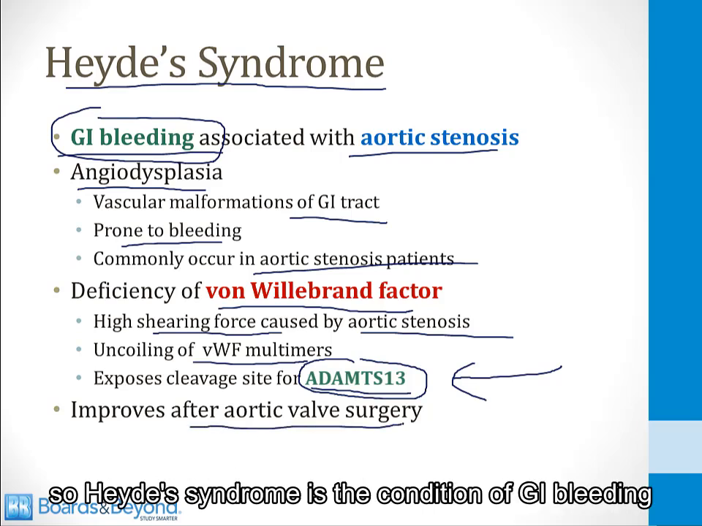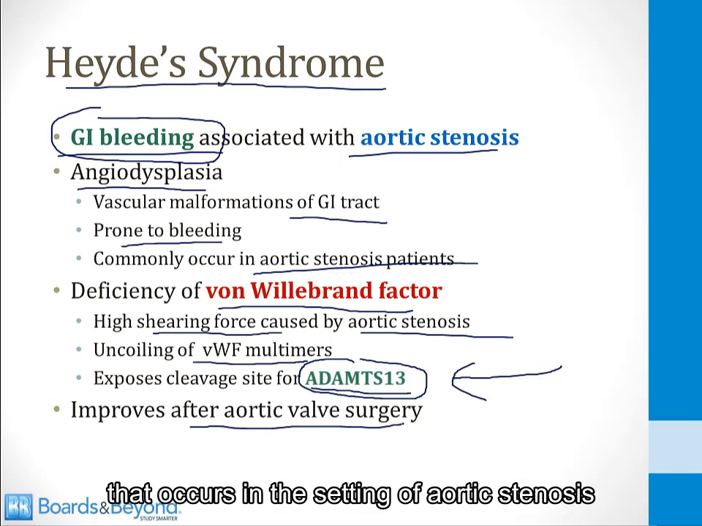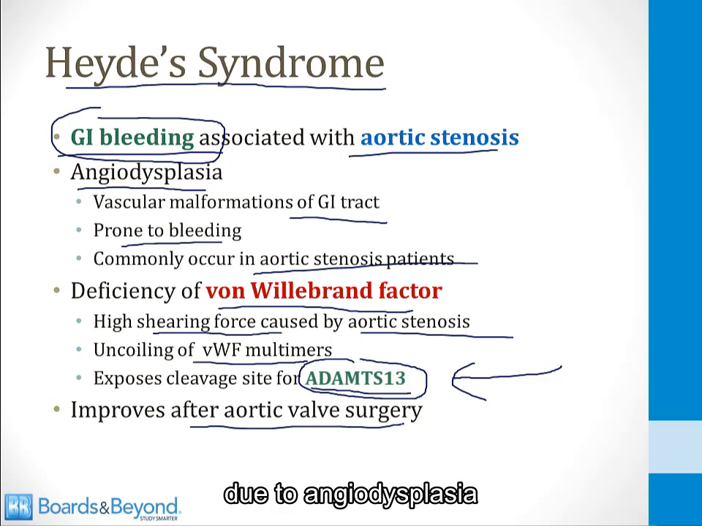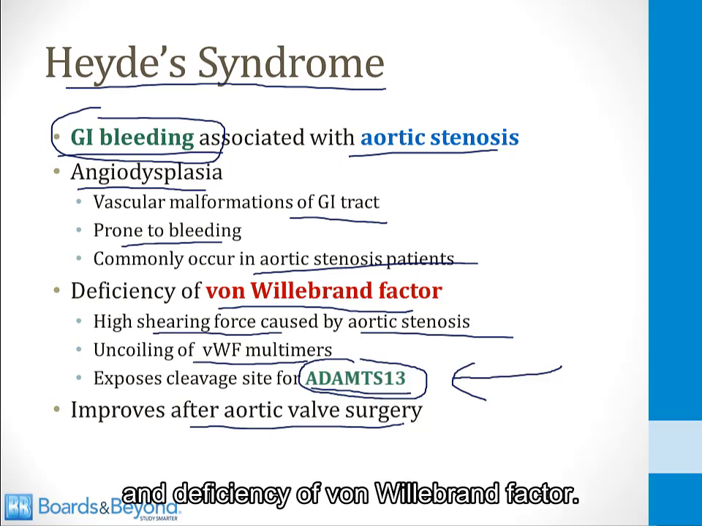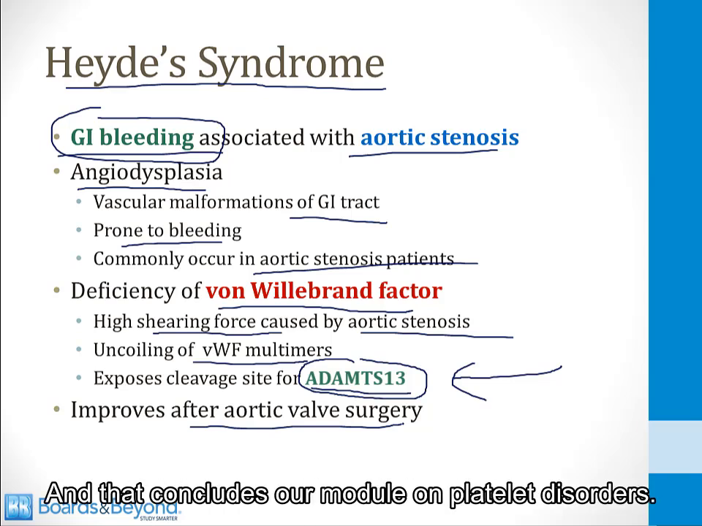So Hyde syndrome is the condition of GI bleeding that occurs in the setting of aortic stenosis due to angiodysplasia and deficiency of von Willebrand factor. And that concludes our module on platelet disorders.